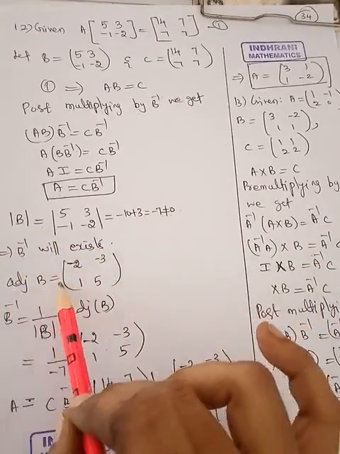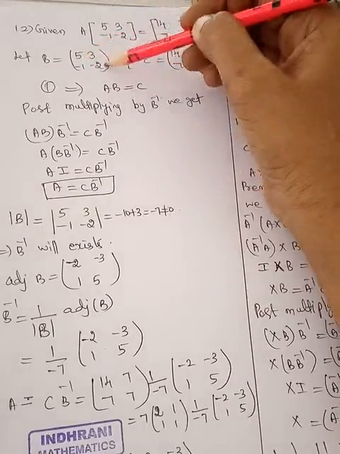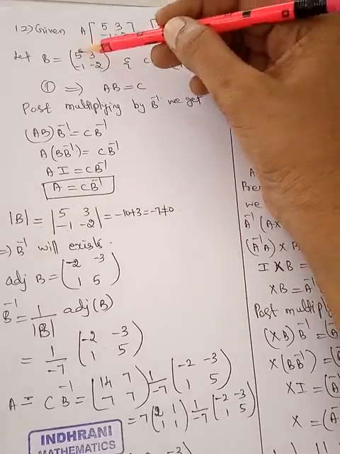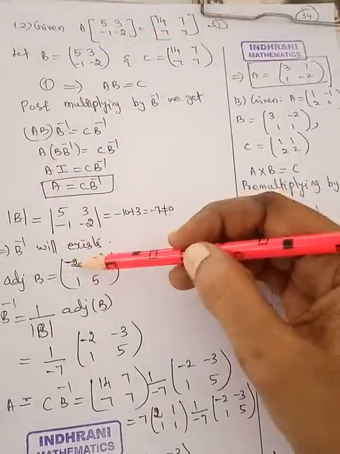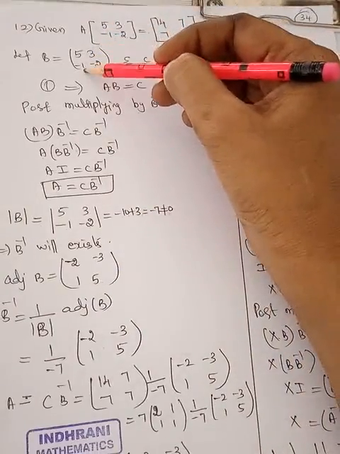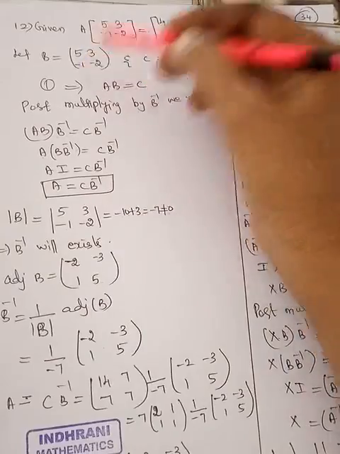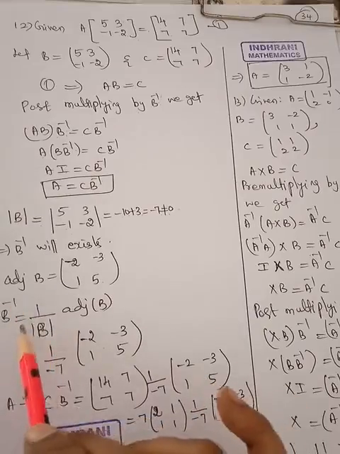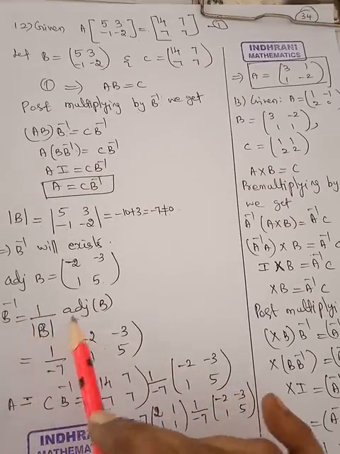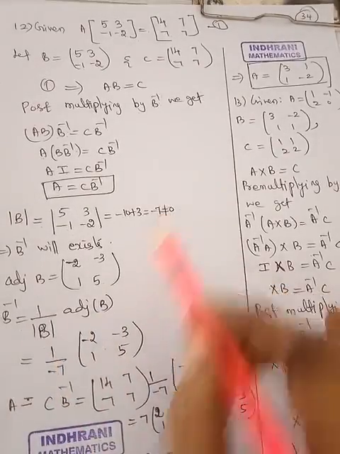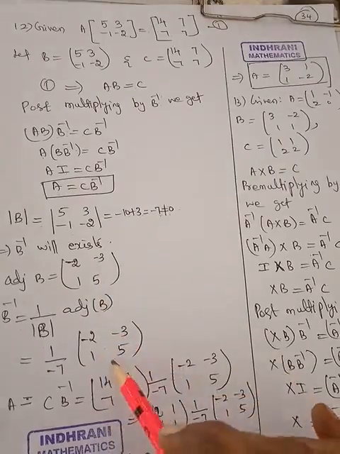Next, adjoint of B means we interchange the leading diagonal elements. So, 5 and minus 2 become minus 2, 5. Then for the other two elements, we change the sign. That is minus 3, and this is plus 1. To substitute B inverse, write the formula: 1 by determinant B into adjoint of B. Substitute 1 by minus 7 into the adjoint of B value.